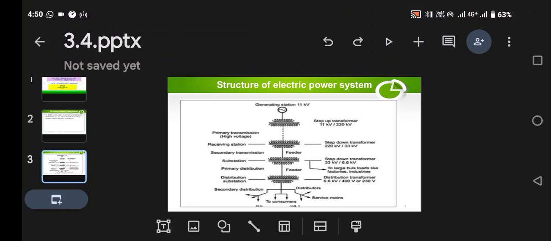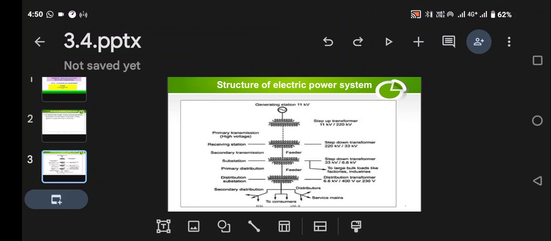Then it is given to some receiving station. Again, in the receiving station, the voltage is reduced to 33 kV from 220 kV by means of some step-down transformers. This is called a secondary transmission. The secondary transmission is done by means of meters. Then which is given to the substation. In the substation, again it is stepped down into 6.6 kilovolt from 33 kilovolt.